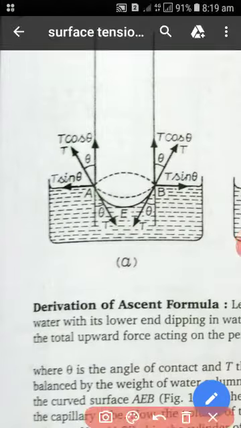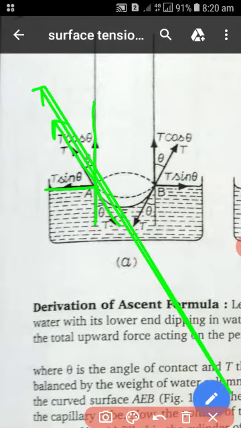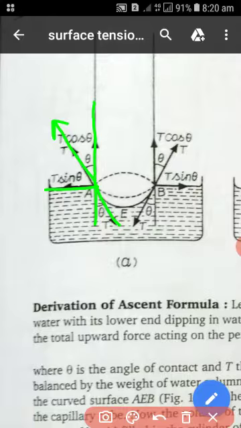Here if you draw the tension, this is the tube and this is the water surface. Now if you draw the tension T, you can see the water rise up due to this tension component. So this is theta. Water rises up in this way.